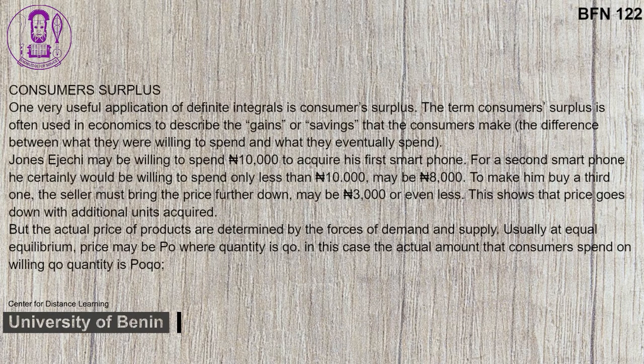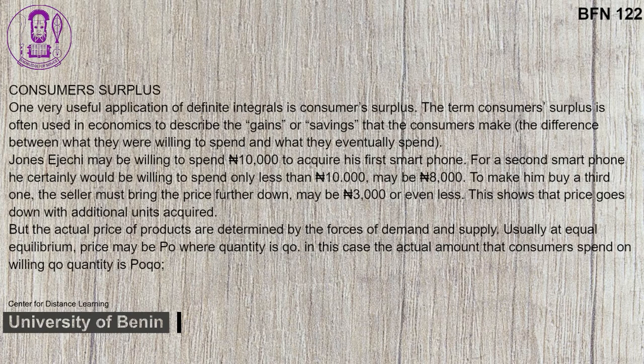Consumer surplus. One very useful application of definite integrals is consumer surplus. The term consumer surplus is often used in economics to describe the gains or savings that consumers make, the difference between what they were willing to spend and what they eventually spend. Jones Ahechi may be willing to spend 10,000 naira to acquire his first smartphone. For a second smartphone, he would be willing to spend less than 10,000 naira, maybe 8,000 naira. To make him buy a third one, the seller must bring the price further down, maybe 3,000 naira or even less. This shows that price goes down with additional units acquired.